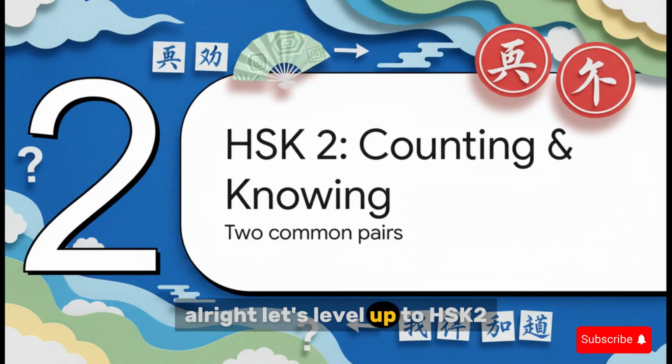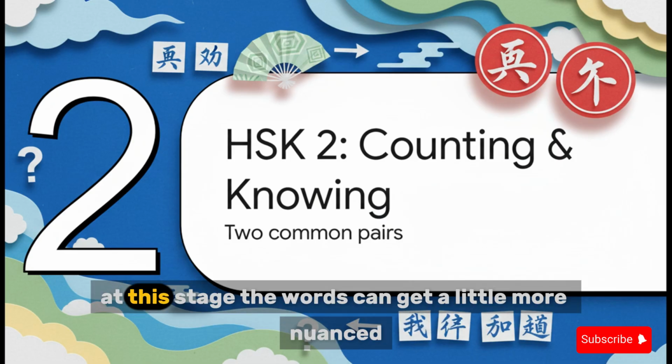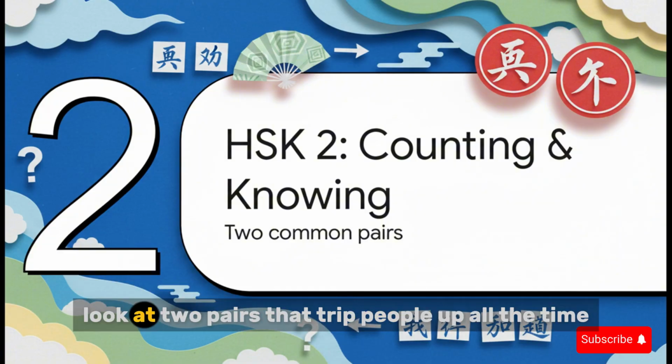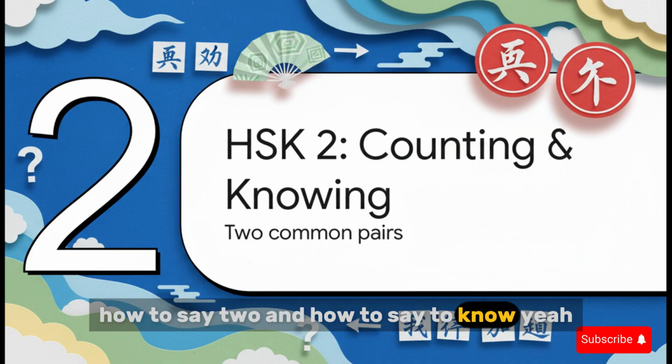All right, let's level up to HSK2. At this stage, the words can get a little more nuanced, but the same basic principle of looking at the context still applies. We're going to look at two pairs that trip people up all the time: how to say "two" and how to say "to."